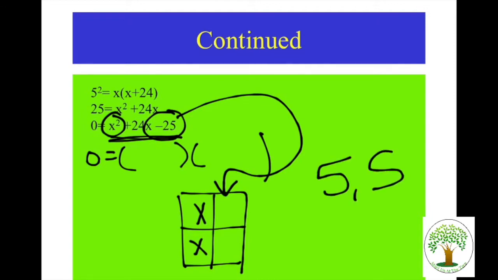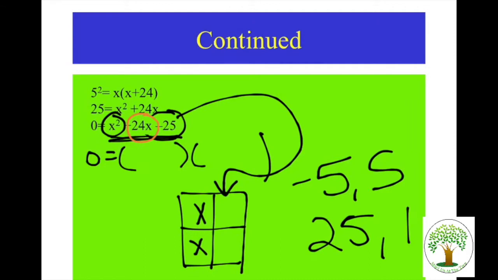5 times 5, one of them has to be a negative to make the negative 25. Another thing is 25 and 1. One of them needs to be negative, but not both, okay? So that I can get a negative 25. The trick is, when I stick them in here, I'm going to have to make sure that I can get the 24. And let me show you how we do that. We're going to do this one. One of them has to be negative.